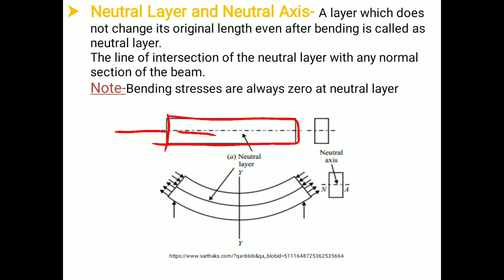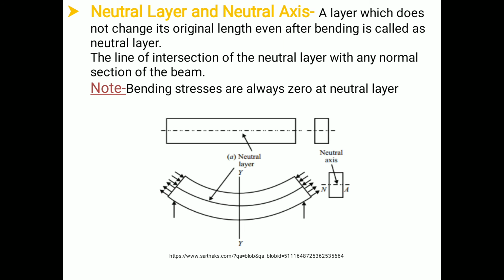When such a beam is subjected to an external bending moment, it will bend into the shape of an arc. So this shape is nothing but the arc of a circle. It is due to the action of the bending moment. Due to that, the layer which is above the neutral layer is in compression, and the layer which is below the neutral layer is in tension. Therefore, the neutral layer, as the name itself indicates, is a layer which does not change its original length even after bending.